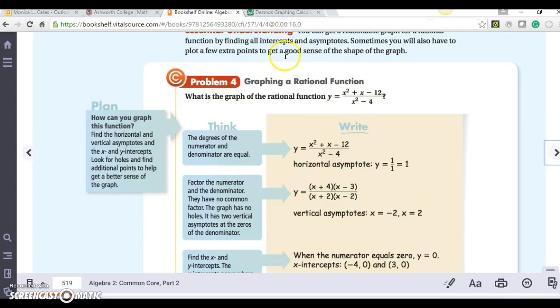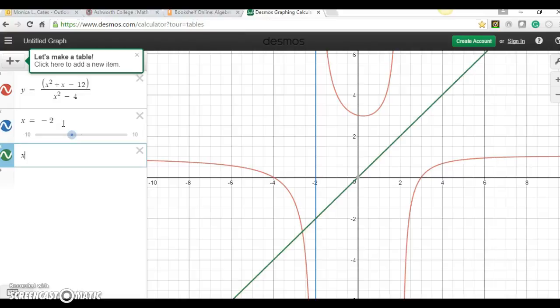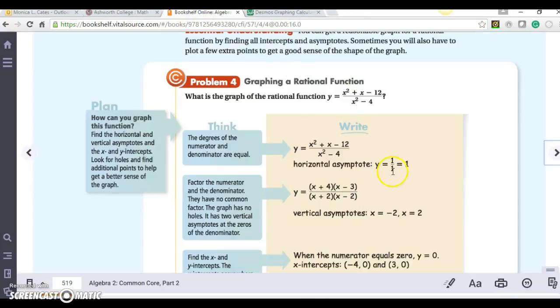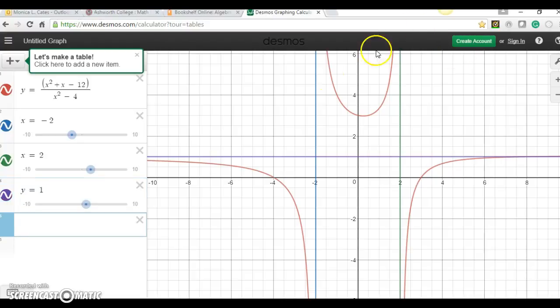And I can put in my vertical asymptotes. We'll put in x equals 2 and x equals -2. And I can put in my horizontal asymptote, which was y equals 1. And so those are those extra points that I have. And I see my intercepts here at -4 and 3, and my y-intercept here at 0, 3.